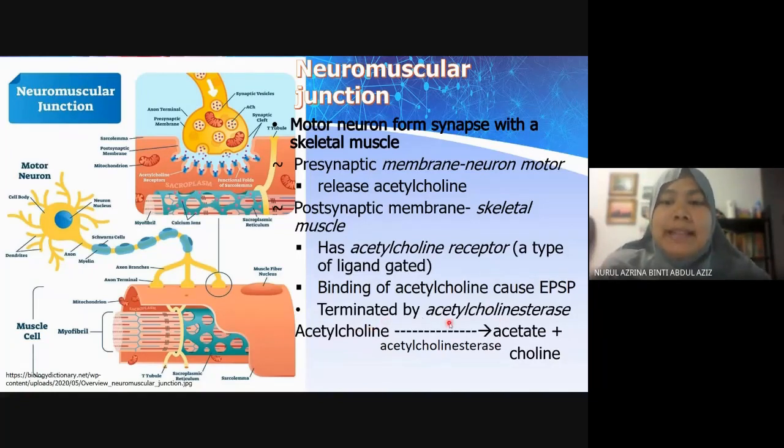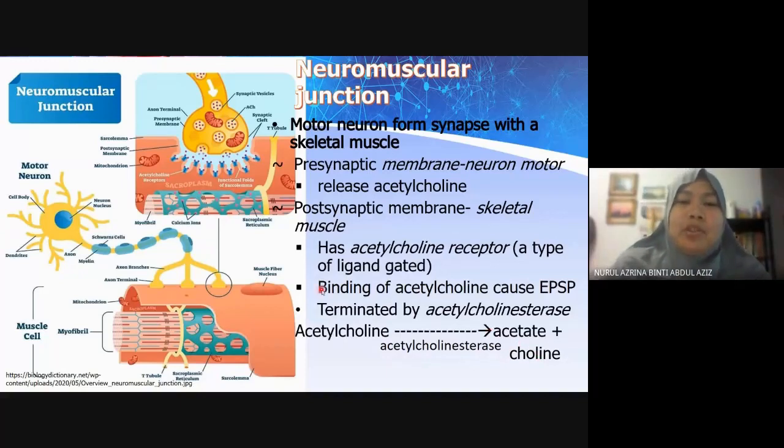So what happens once the acetylcholine has acted by binding to the receptor? Will it stay longer inside the synaptic cleft? No. Acetylcholine will be terminated by enzymatic activity, by the action of the acetylcholinesterase enzyme. Acetylcholinesterase will break down acetylcholine into acetate and choline. Remember, there are two ways neurotransmitter is removed or broken down, and one of them is by enzymatic action. So acetylcholine is broken down by acetylcholinesterase into acetate and also choline.